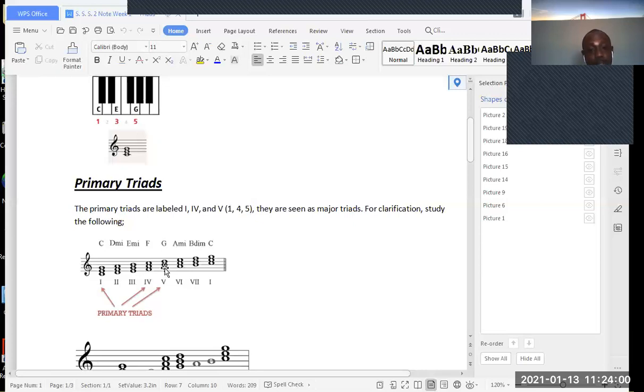If we refer to them as chords, we call them chord 1, chord 4, and chord 5. I hope it is clear. So chord 1, chord 4, chord 5, they are known as primary triads. I hope it is clear. Now let's continue.